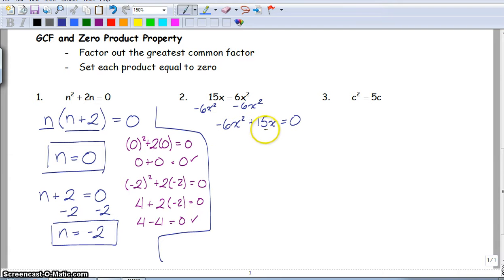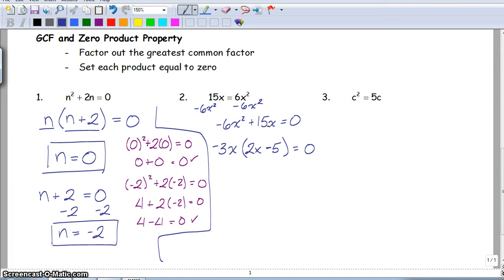Between 6 and 15, I can factor out a -3. Between x squared and x, we can factor out an x. Left inside our parentheses will be 2x minus 5. That all equals 0. So -3x times 2x gives me -6x. -3x times -5 will give me the +15x.